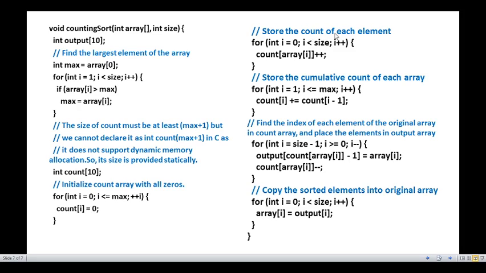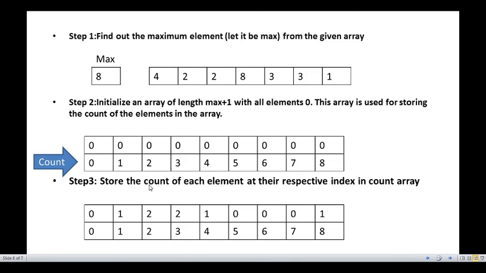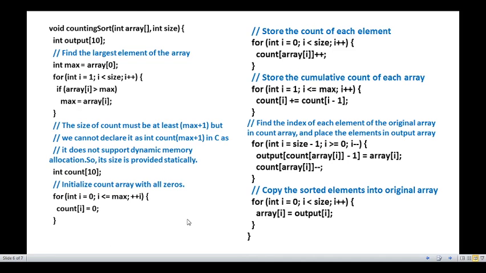Then store the count of each element. Here we are storing the count of each element, and we are writing this using array of i. Here we are using the count array, count of array of i. See, here is count of array of i: this is the index, and here is the count, how many times this element occurs. So that's why we are using array of i and then plus plus, to increment the position.